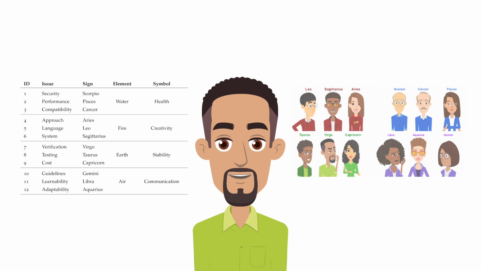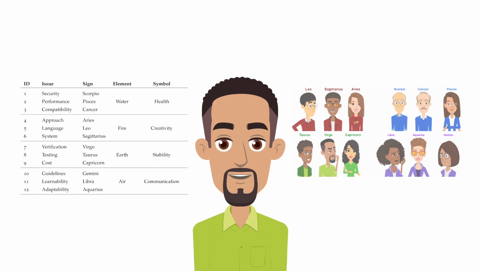The water team handles security, performance, and capabilities. Let's go on. The Taurus, the Capricorn, and the Virgo are earth signs, so those avatars are assigned to the earth team. The earth team handles testing, cost, and verification. The Gemini, the Aquarius, and the Libra are air signs, so those avatars are assigned to the air team. The air team will handle guidelines, adaptability, and learnability.